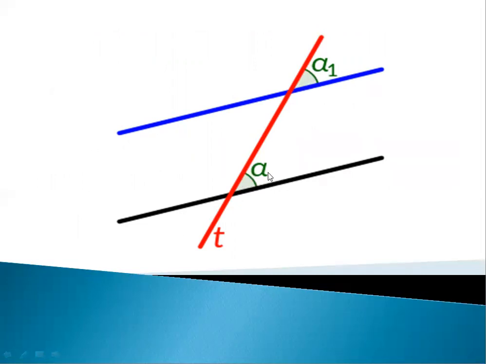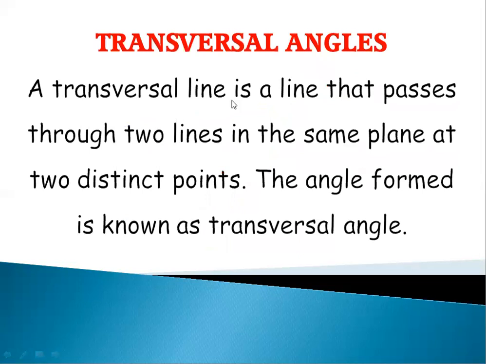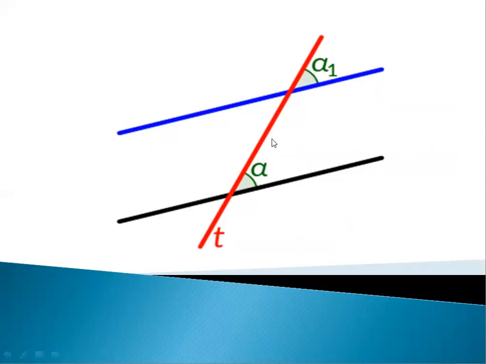Once again, let's look at that definition. The transversal line is the line that passes through two lines in the same plane at two distinct points. The angle formed is known as your transversal angle. So these are your transversal angles, and this red line is your transversal line. We understand that?